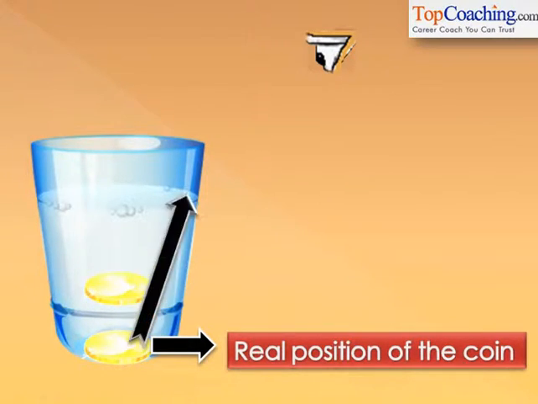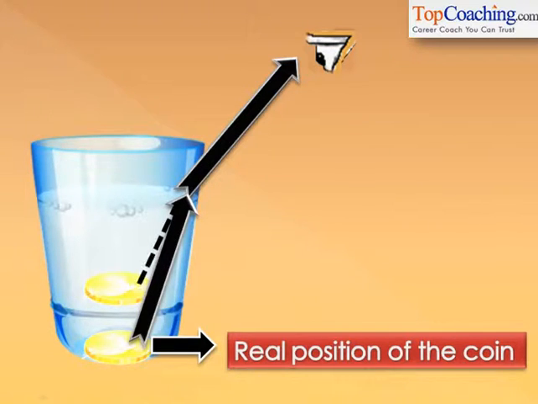That is because light rays come out of the coin and they bend towards the eye like this. The human brain, Rahul's brain, extends the light ray reaching the eye backwards and shows Rahul that this is the position of the coin. In reality, this is not the position of the coin, but Rahul thinks that this is where the coin is located.